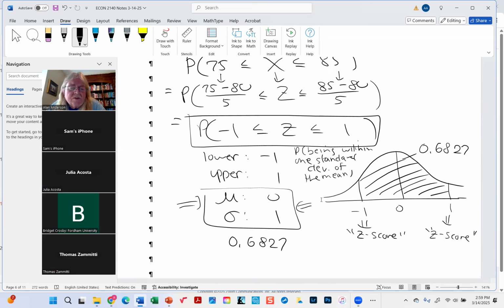In one case, you're using just the standard normal, which means these are z-scores. In the other case, you're using a different normal distribution.